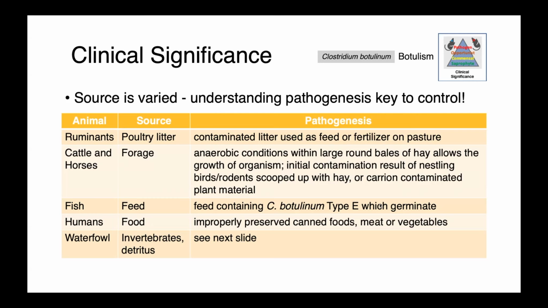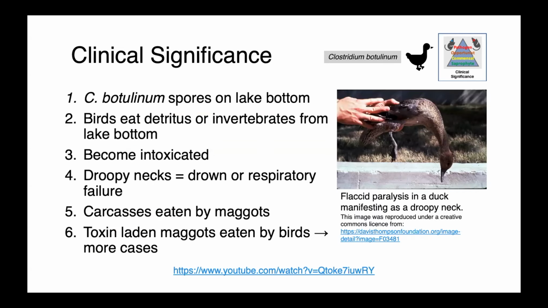In waterfowl, we can see some really interesting scenarios where we get mass die-offs of birds. The source of the organism or the toxin is thought to be invertebrates or detritus on the lake bottom. So we have Clostridium botulinum spores on the lake bottom. Birds are diving down and eating either plant material or invertebrates from the lake bottom. They become intoxicated and get droopy necks, which you can see here, an intoxicated bird. And while they're floating on the lake, if they have droopy necks, they can actually drown. Or if there's enough toxin, they can go into respiratory failure.